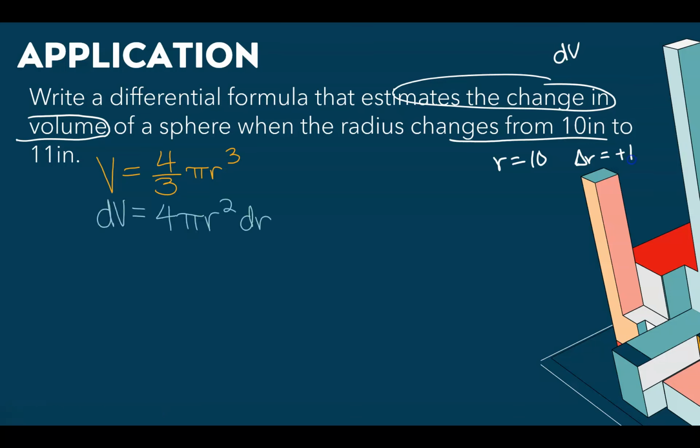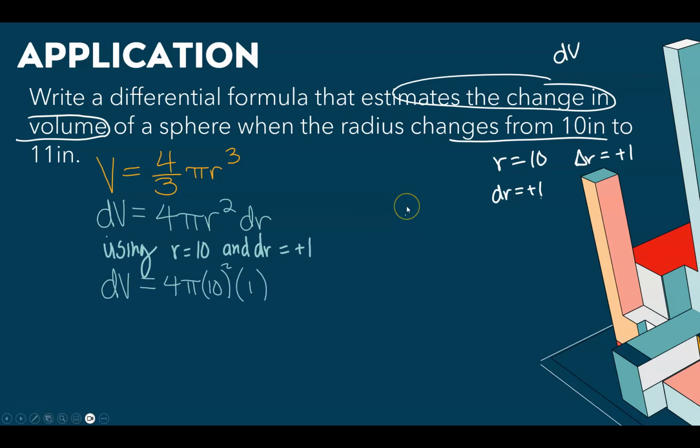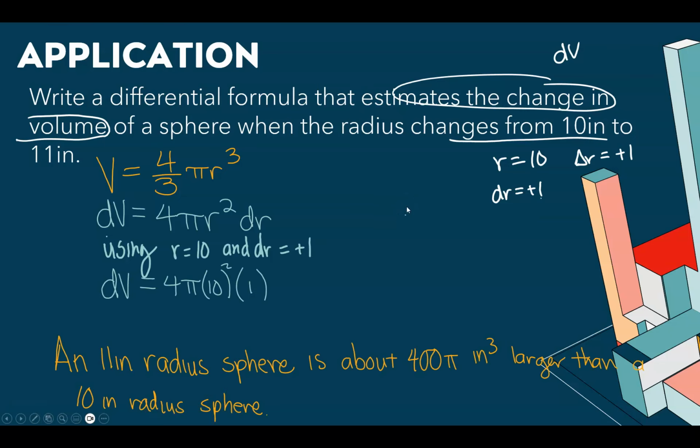Okay, so we take the derivative of both sides, and previously we had dV/dr. Multiply both sides by dr. But again, you'll just get used to not having that, is 4 pi r squared dr. And then, well, we've already figured out that we were going to use the radius of 10, and it's a delta r of +1, which means dr is also +1. And so we get dV is 400 pi.